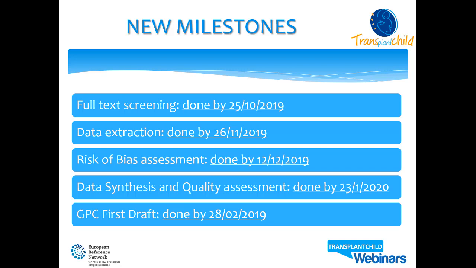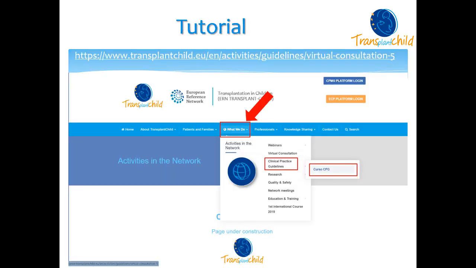So in terms of milestones, we have to move the full text screening 1 month. So instead of being ready yesterday, we will probably have it by October if we work together. Then everything is moved 1 month. Data extraction will be done by the end of November. Risk of bias assessment by December. The data synthesis and quality assessment by the end of January, and the first draft by the end of February. So these are the new milestones. Okay, and I think that's all.